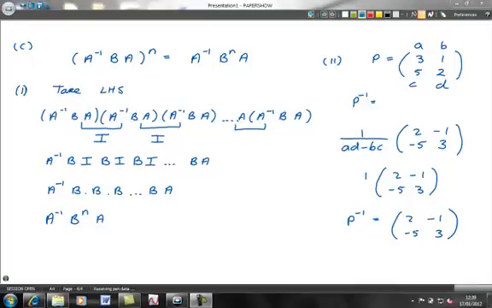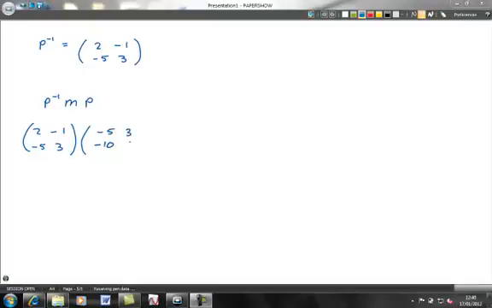So I'm just going to change page. So what you're actually asked to work with, first of all, is evaluate P inverse M P. So we know that P inverse is 2, minus 1, minus 5, 3. M, we're given in the question, is minus 5, 3, minus 10, 6. And then P itself we're also given.